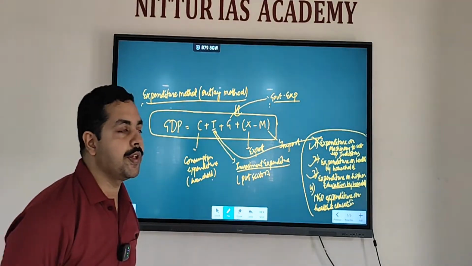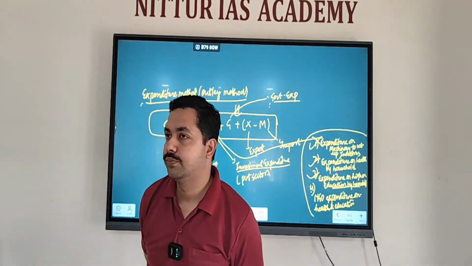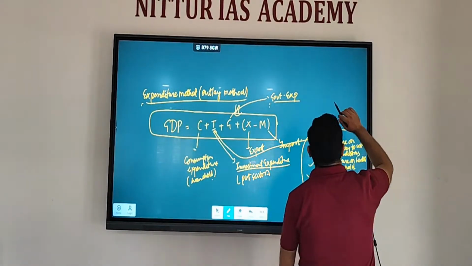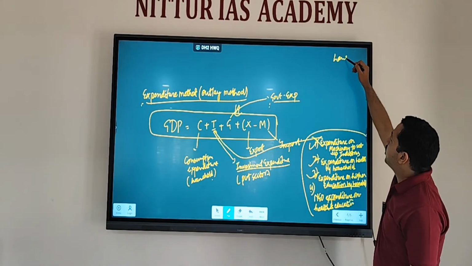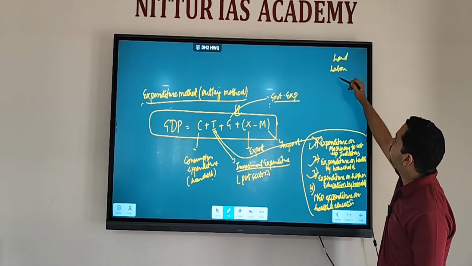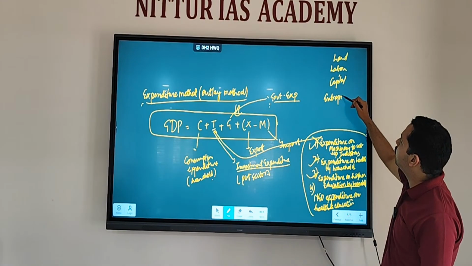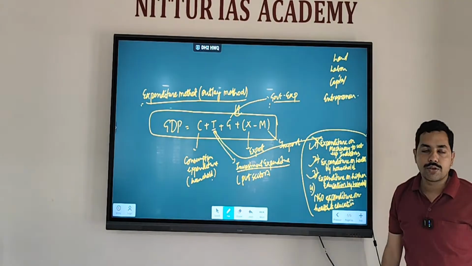So what is gross fixed capital formation? The investment that you are doing for the formation of capital is called gross fixed capital formation. Remember we discussed there are 4 factors of production: land, labor, capital, and entrepreneur.